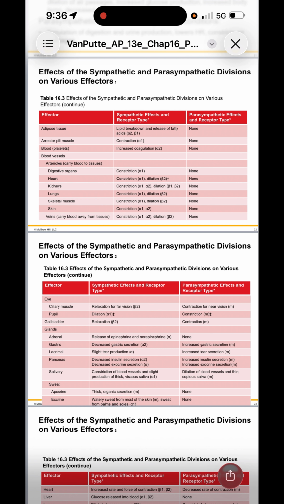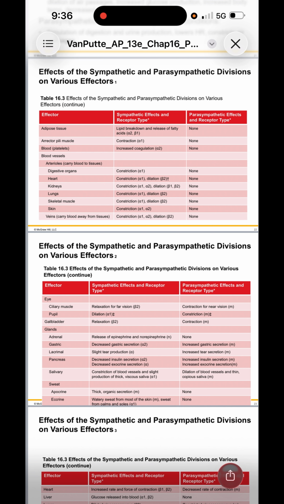Effector, erector pili muscle: sympathetic, contraction, alpha 1; parasympathetic, none. Effector, blood platelets: sympathetic, increased coagulation, alpha 2; parasympathetic, none. Effector, blood vessels: sympathetic effects and receptor type, parasympathetic effects and receptor type.